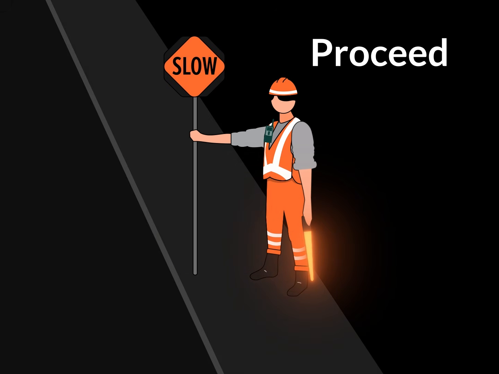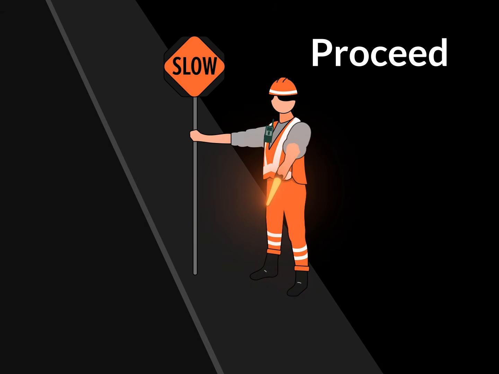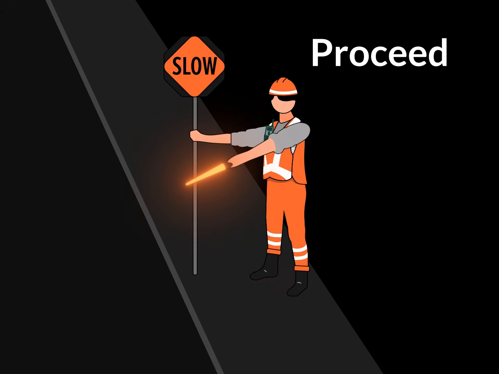To signal for vehicles to proceed, point the flashlight at the first vehicle's bumper. Slowly aim the flashlight toward the open lane. Then hold the flashlight in that position. Do not wave the flashlight.